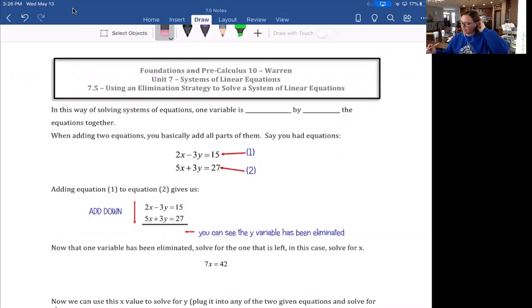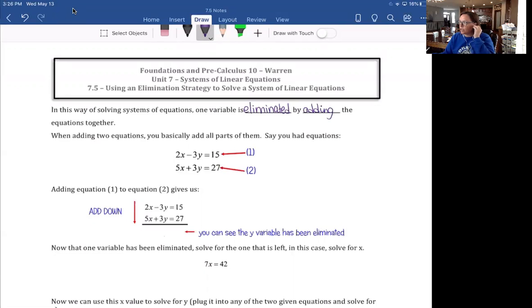So this is a lesson on 7.5, using an elimination strategy to solve a system. We've looked at graphing, we've looked at substitution, so this is the last way. In this way of solving a system, one variable is eliminated by adding the equations together. So when we add two equations, you basically add all parts of them.